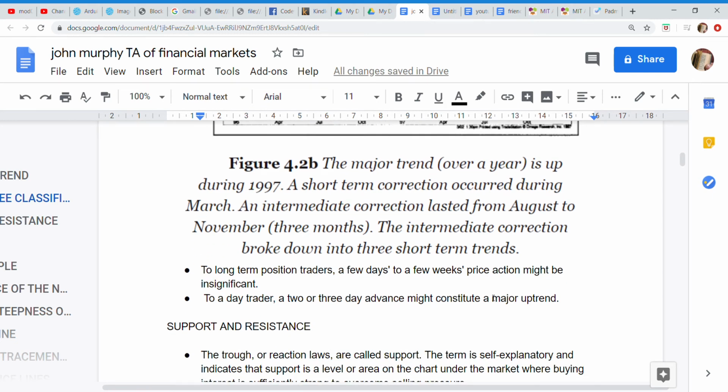For long-term position traders, for a few days or a few weeks price action might be insignificant. For a day trader, a 2 or 3 day advance might constitute a major uptrend.